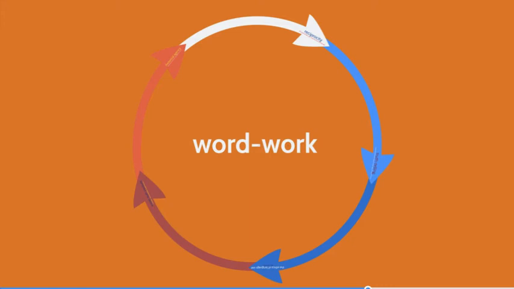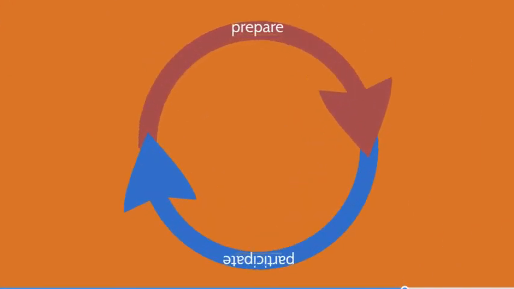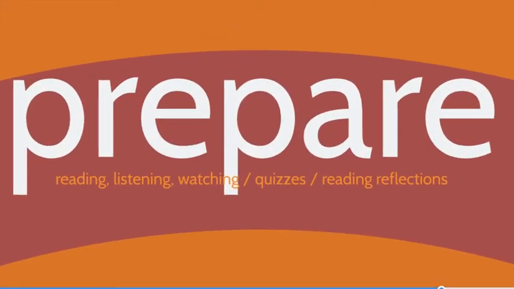Each week is also organized around 2 different ideas, 2 principles. We've got prepare and participate. Each week, each module will be divided into 2 different kinds of activities. There will be prepare activities where you'll be asked to read, to listen, to watch, certain things in preparation for discussions and to take quizzes and to do reading reflections. So you're putting in the groundwork for the discussions that we'll be having as a class in both Canvas and in Microsoft Teams. So that's the prepare work.